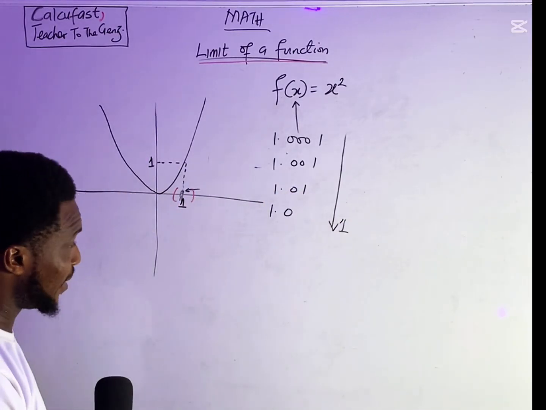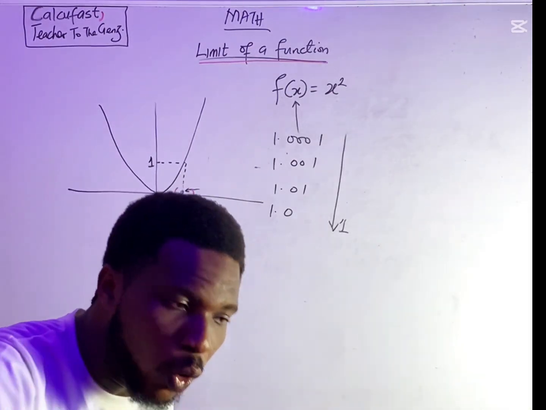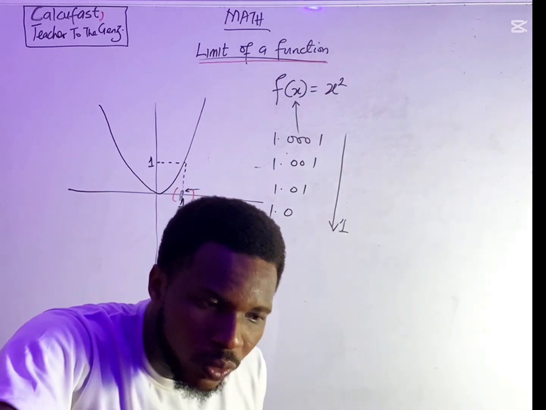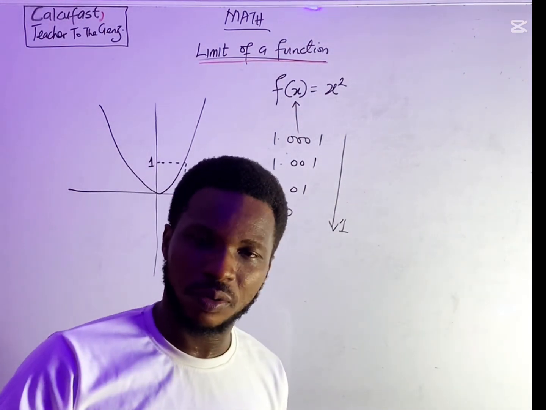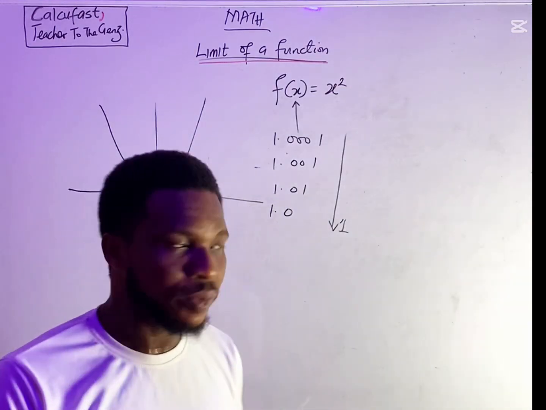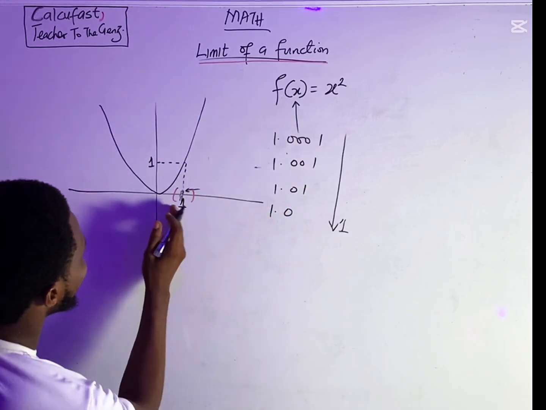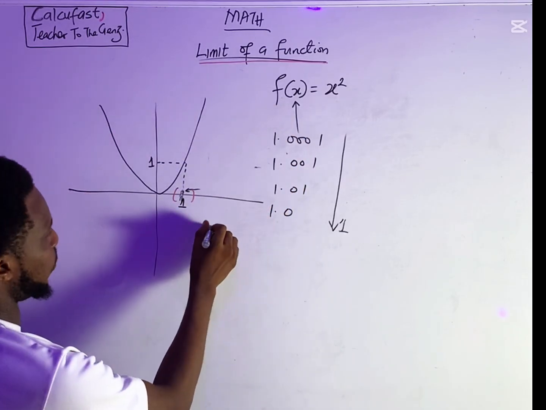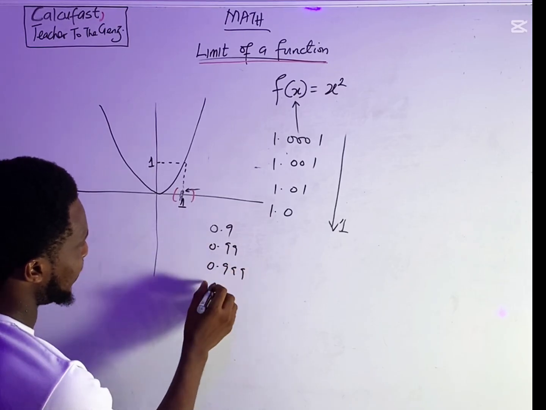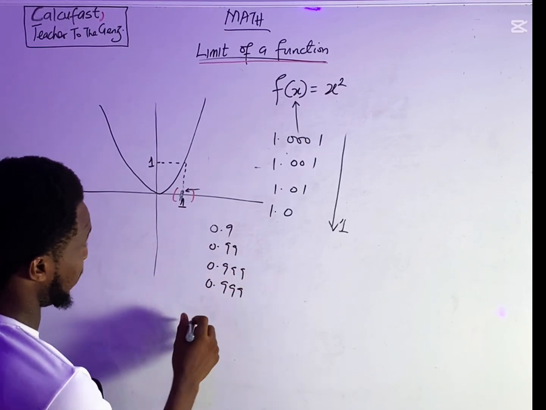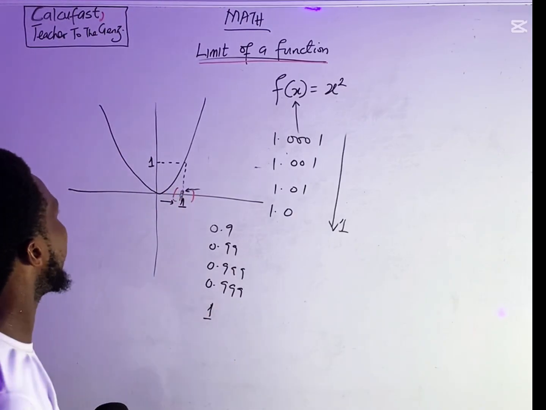So the idea of limits is not the value at the point, but the neighborhood around that point. What is the behavior of the function around this neighborhood? What is happening to the function? Now when we take it from this side, we could picture 0.9, 0.99, 0.999, and probably we just say 1, from this side.